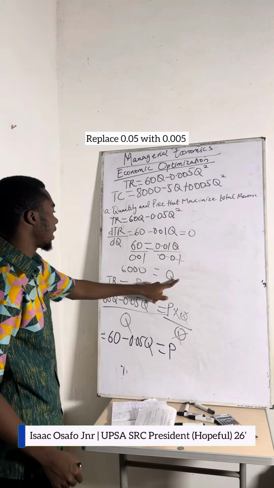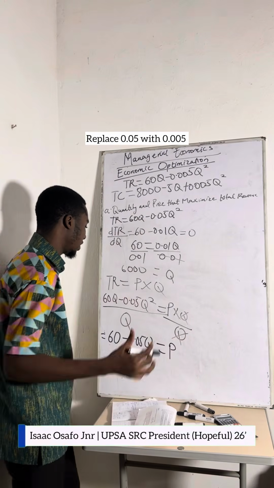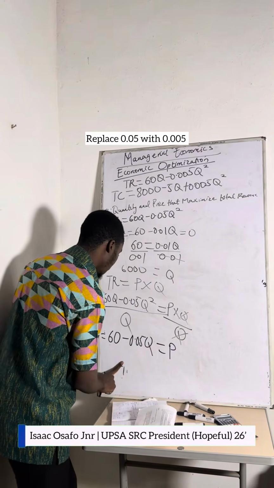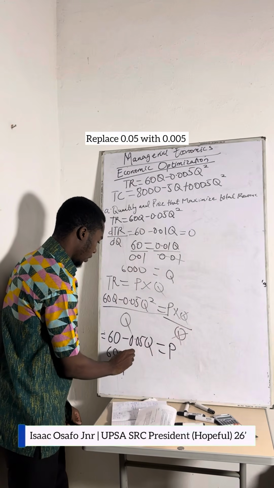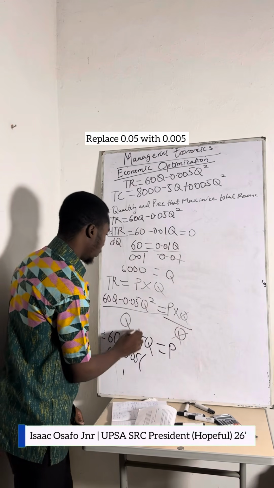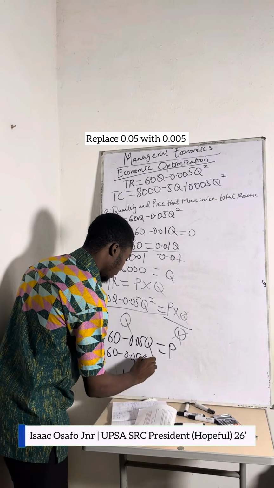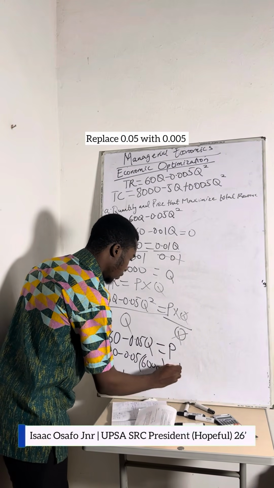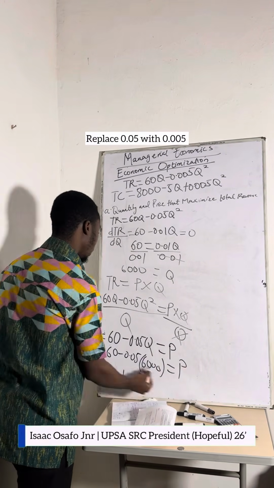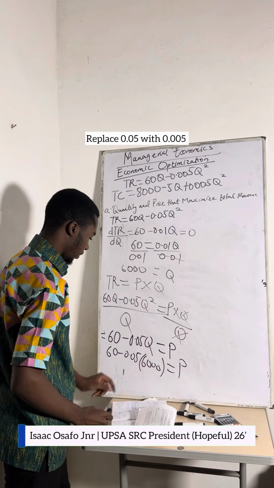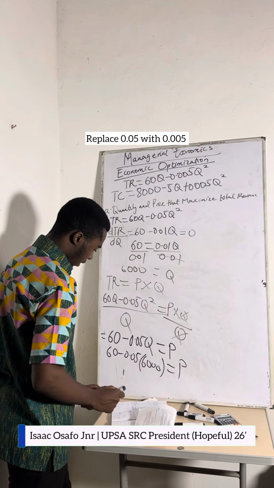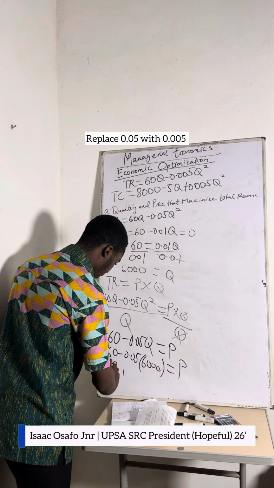But you also know that our Q is 6,000, so you just substitute it in. So now 60 minus 0.05 times Q, which is 6,000, should be equal to P. Do you get it? We can solve all this on the calculator. So 60 minus 0.05 times 6,000 should give us 30, right? So our P is 30.